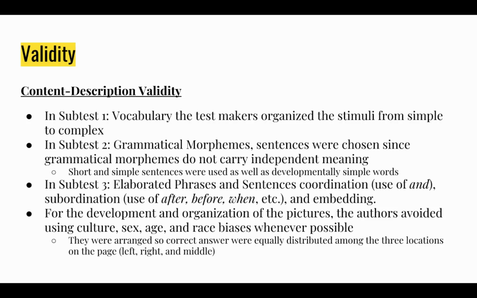For validity, they did content description validity. They considered many different factors from each subtest to ensure it was valid. For example, in subtest 2, they looked at short and simple sentences to ensure they were developmentally appropriate for anyone being assessed. In addition, the pictures used were carefully chosen to avoid depicting culture, sex, age, and race bias. They also looked at what order they were placed in to ensure no one spot on the test booklet had more correct answers than the others.